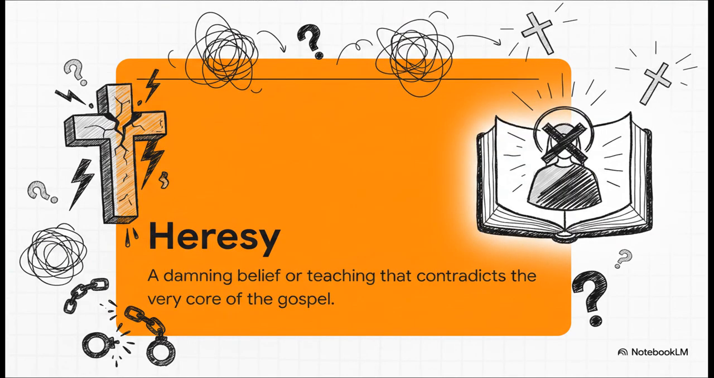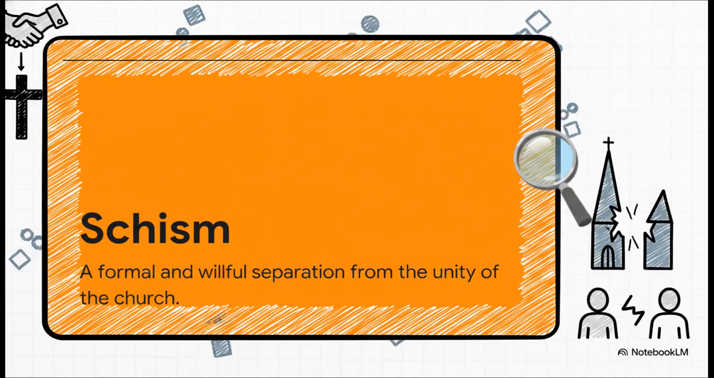Next up is heresy. And listen, this isn't just a simple mistake or a typo in a Sunday bulletin. A heresy is a damning belief or teaching that contradicts the very core of the gospel, something like denying the deity of Christ. Notice the weight of that. It is a fundamental, devastating denial of the faith itself. And finally, schism. This is a formal and willful separation from the unity of the church. Getting these 3 terms straight sets the perfect stage for evaluating a really critical real-world problem. When is separating from a church biblically justified versus when is it just an unnecessary schismatic split?